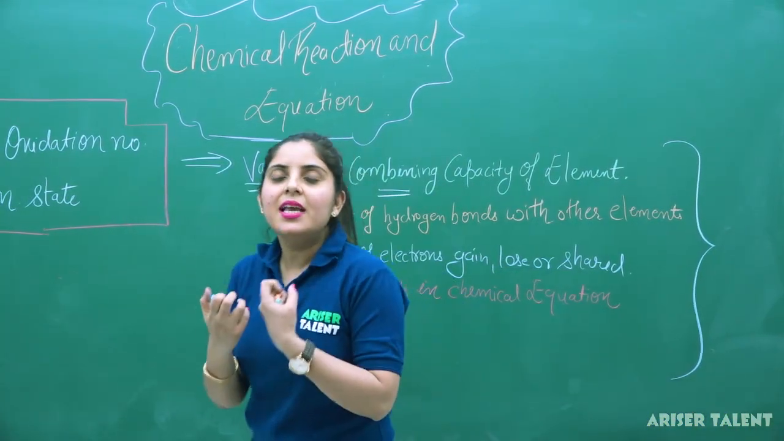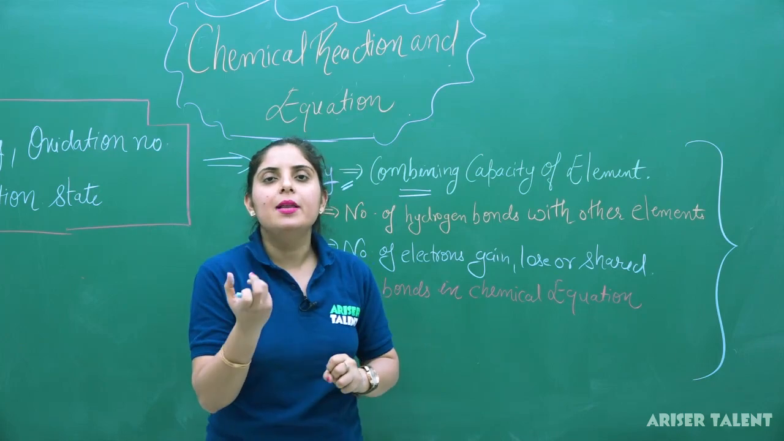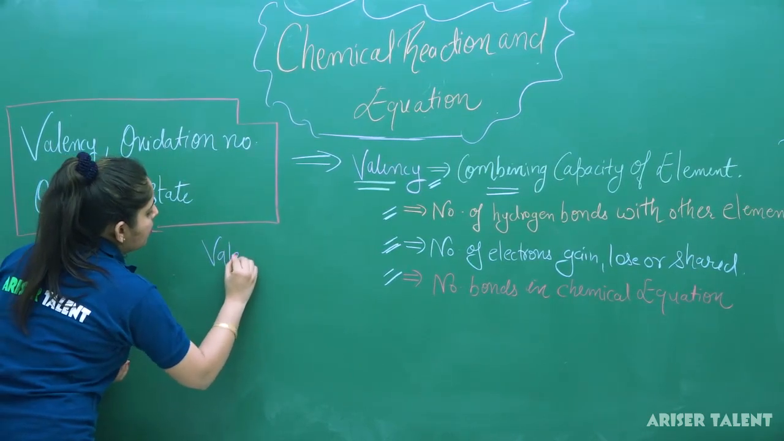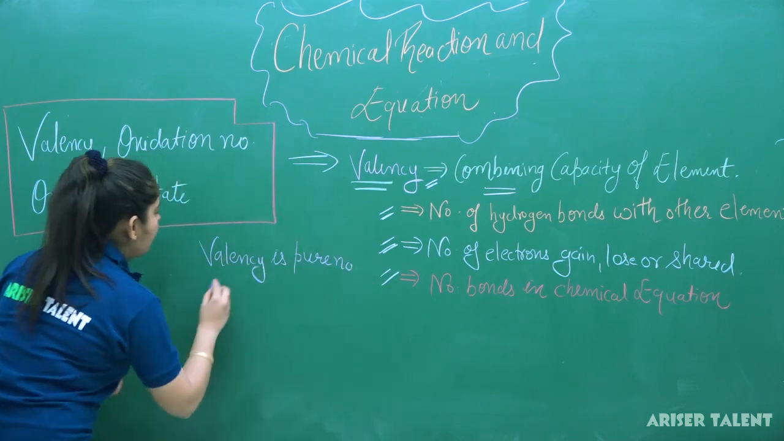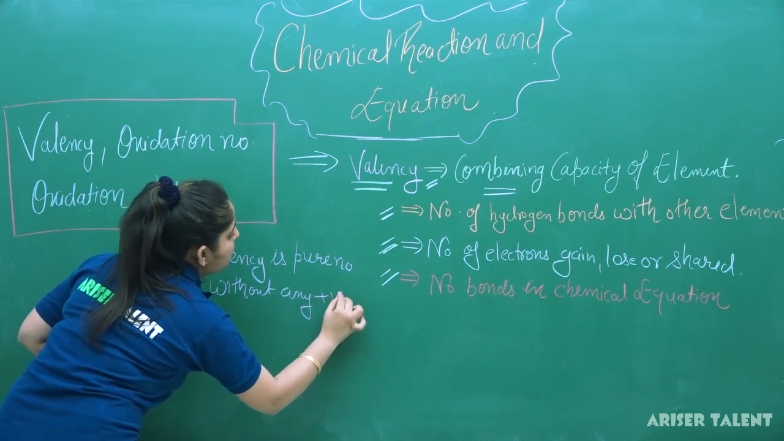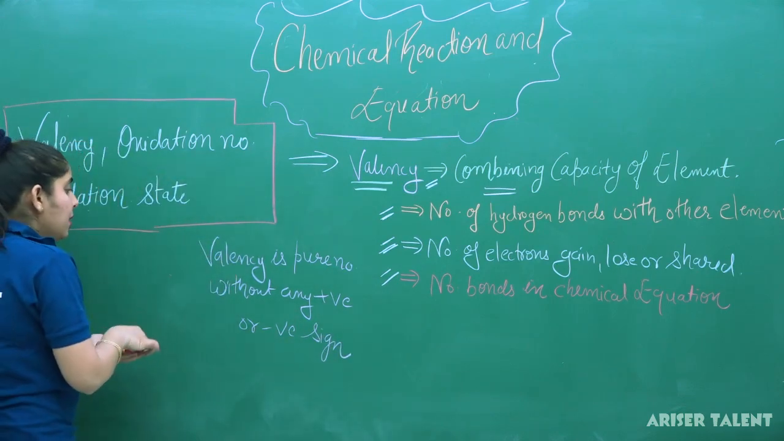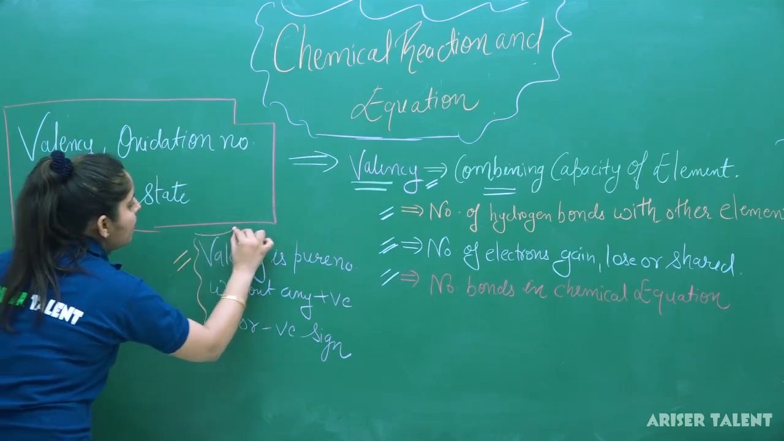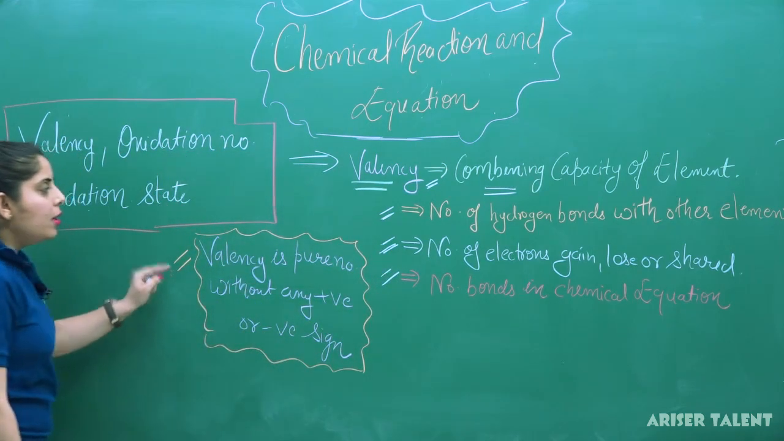Now, valency is a pure number without carrying any positive or negative charge on it. So, valency of an element is a pure number without any positive or negative sign. This is the important point about valency, that it is a pure number and it does not carry any type of positive or negative sign on it.